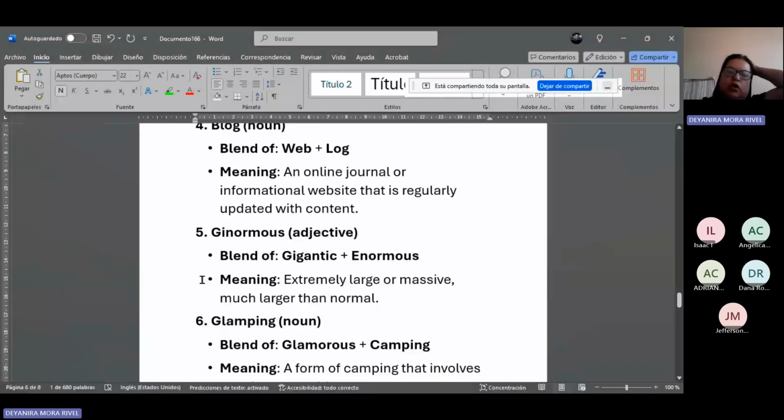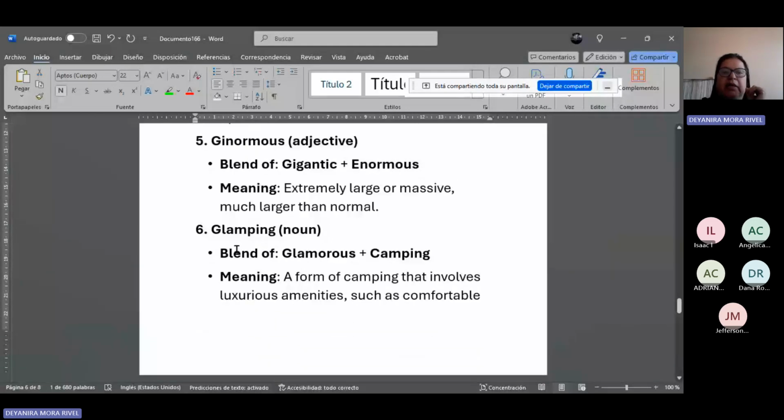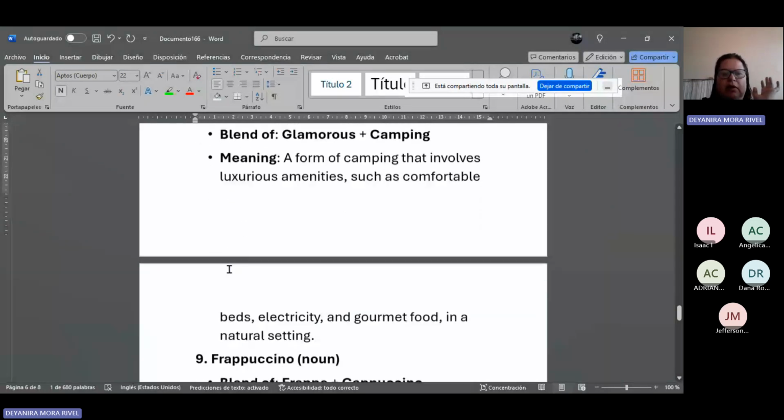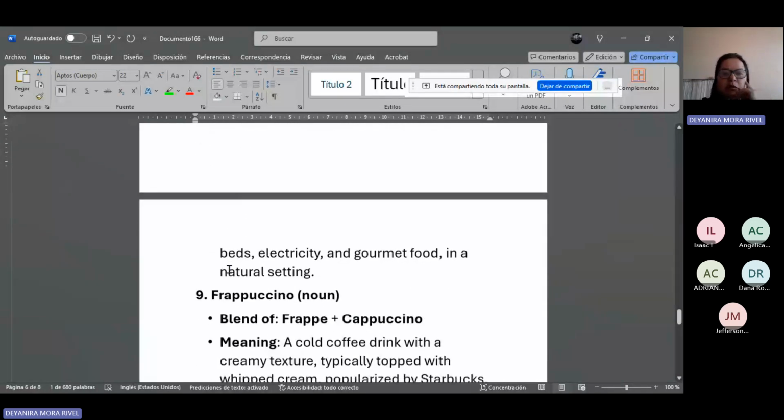I've heard this word, it has become popular, ginormous, which is gigantic and enormous. Again, we have the two words, but they are not compounds. Part of them is shortened. Glamping, which means glamorous and camping. So there are places that are very nice, but they are for camping. So camping with a lot of amenities, or very comfortable.